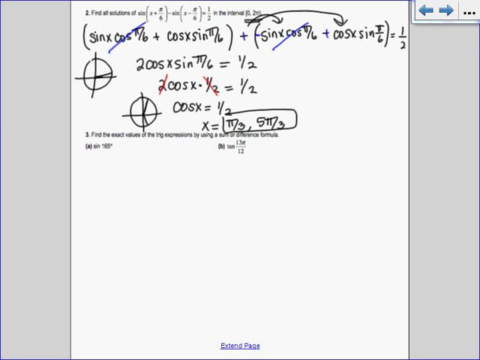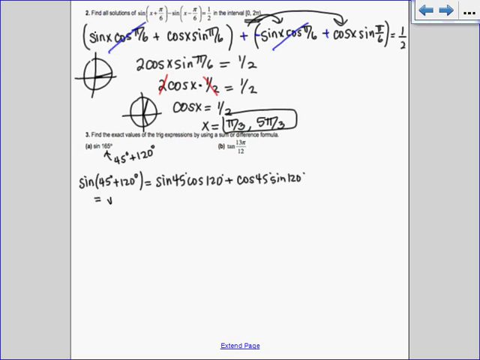So when I see something that ends with a 5, I usually think about 45 degrees. In this case, if I do 45 plus 120, those are both unit circle values. So when I break it up, I'm going to have the sine of 45 cosine of 120 plus cosine of 45 sine of 120.